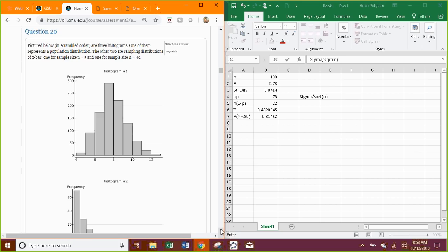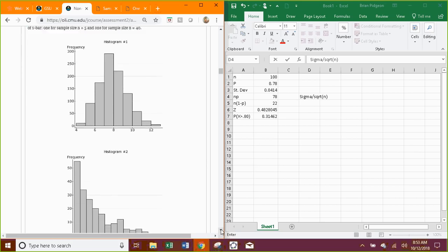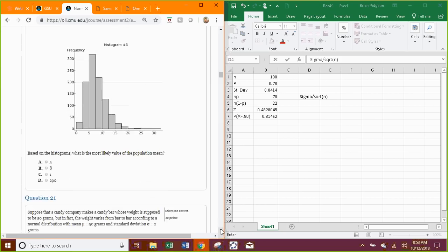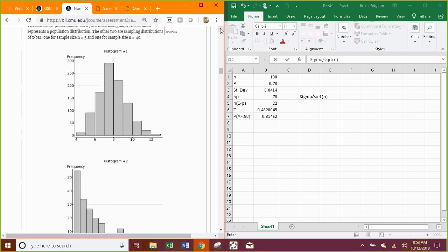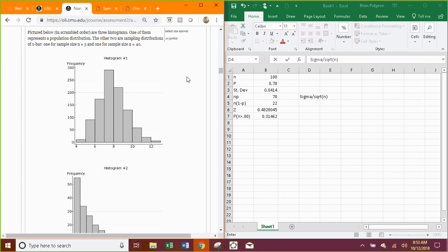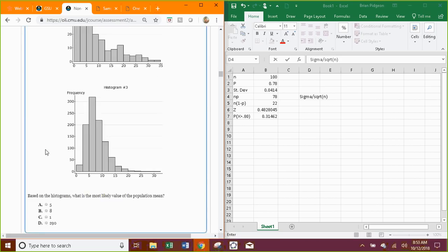Pictured below are 3 histograms. One of them represents a population distribution. The other 2 are sampling distributions, one for size 5 and one for size 40. What is the mean? Look at the one that's most normal. That would be the one for sample size n equals 40. And where is it centered? Just about 8.